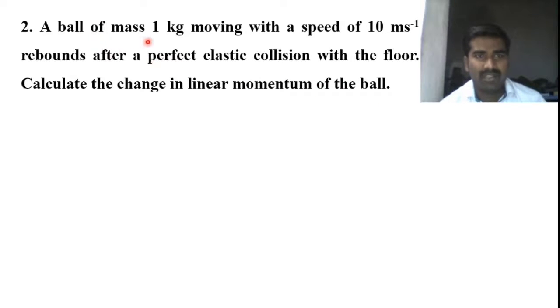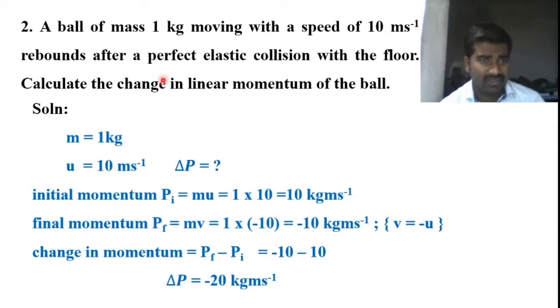Okay, one ball of mass 1 kilogram moving with a speed of 10 meter per second collides with a perfectly elastic body. After that it rebounds, and finally its momentum changes. So we calculate the change in the momentum of the ball. Okay, let's see the solution.